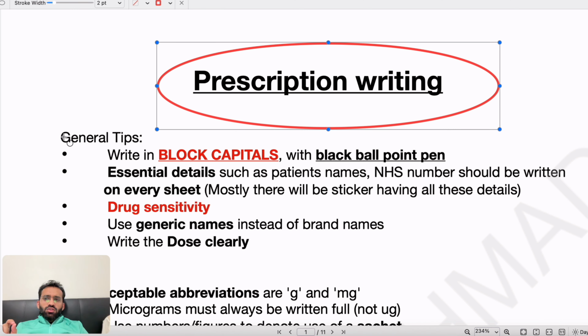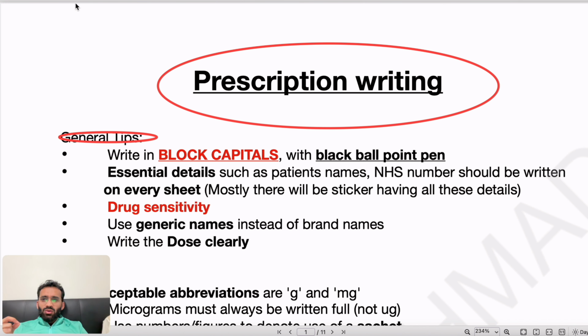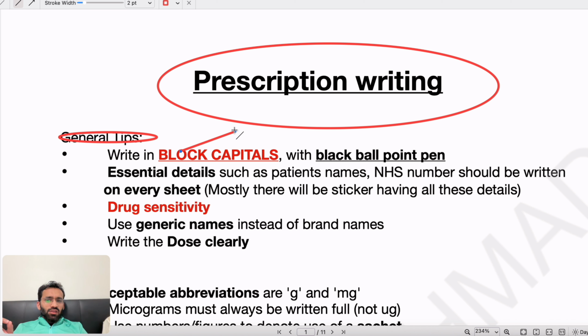First of all, we are going to discuss the general tips. Please keep in mind what you have to do when you write a prescription. Always use block letters, and always use a black pen. Block letters, black pen, and essential details including the patient name and NHS number should be written on every sheet.